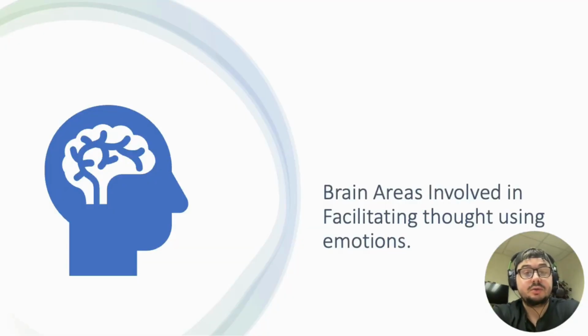Welcome to part 2 of my series on the biological basis of emotion and its role in our social interactions. Last time we talked about the biological basis of perception of emotions, perception of other people, and now we'll be talking about the areas of the brain involved in facilitating thought by using emotion. So, the biological systems behind facilitating thought with emotions.